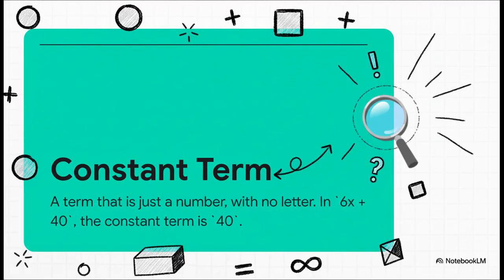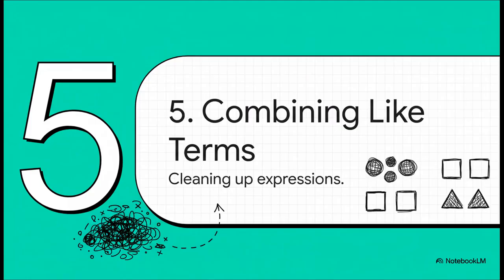And last but not least, we have the constant term. This one's the easiest of all. It's the term that's just a plain old number with no letter buddy. In our expression, the constant term is 40. We call it constant because its value never changes. It's constantly 40.